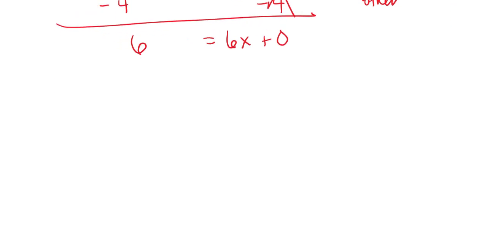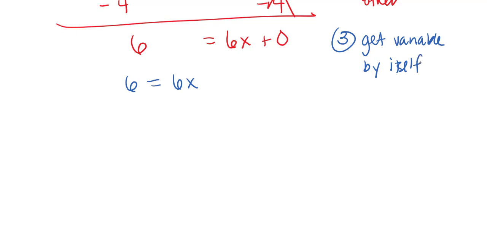What are we left with? The next step, we're left with 6 is equal to 6x. Get the variable by itself. This is going back to the first few videos. We're going to divide by 6 on both sides. This gets x all by itself. On the left-hand side, we have 6 divided by 6, which just becomes 1. So x is equal to 1. In 1 hour, both these towns will have the same temperature.